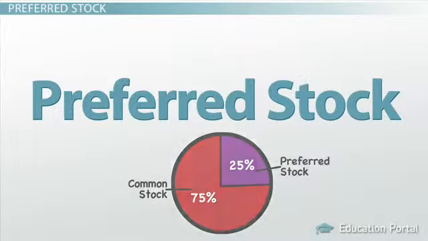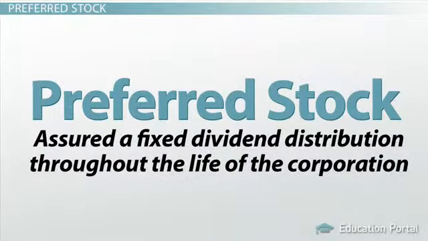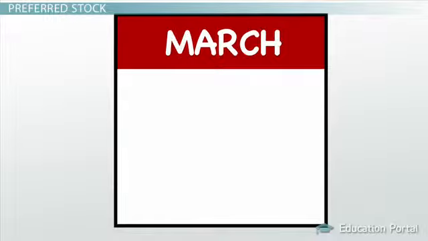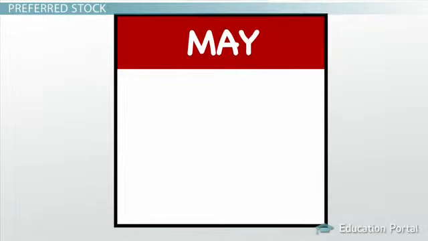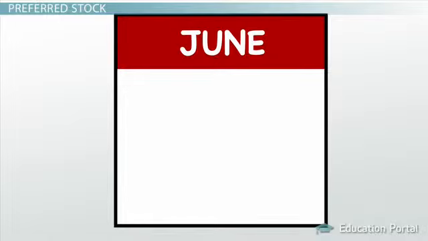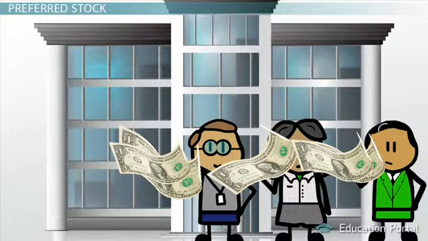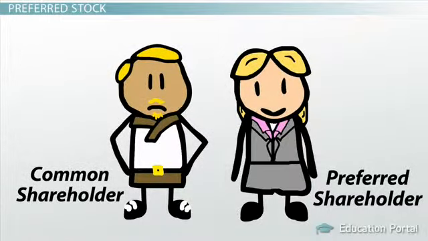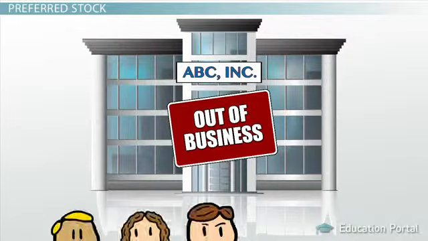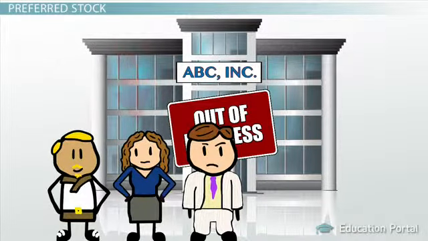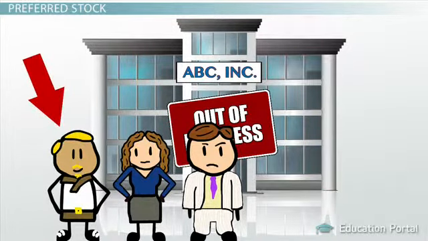However, these shareholders are normally assured a fixed dividend distribution throughout the life of the corporation. The advantage to preferred shareholders is the guarantee of a fixed dividend, but this guarantee is not absolute. The dividend distribution is dependent on the corporation's financial ability to pay dividends at that time. Preferred shareholders are issued dividends before common shareholders. Another advantage to preferred shareholders involves corporate bankruptcy. Preferred shareholders receive proceeds after creditors, but before common shareholders.